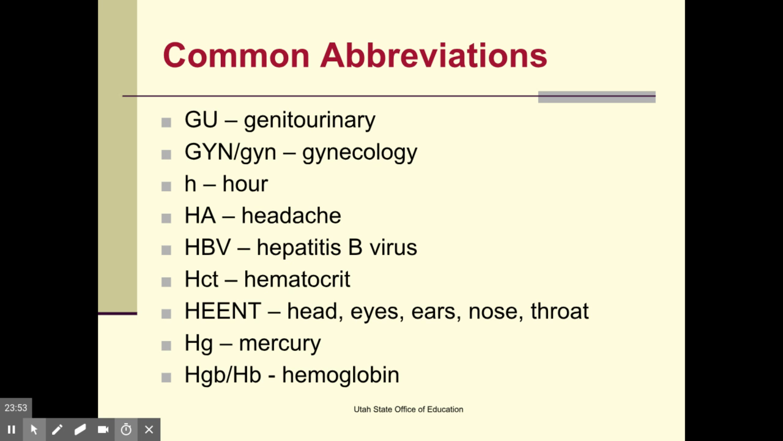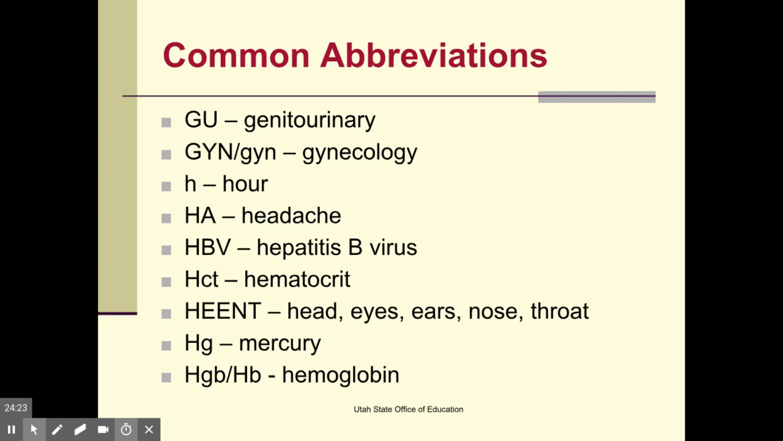GU means urinary. GYN means gynecology. H stands for hour. So if something was QH, it would mean every hour. HA, as healthcare providers, we generally don't refer to headache as HA anymore. We will write out headache. HBV, hepatitis B virus. HCT for hematocrit, goes along with your HGB, which is your hemoglobin.